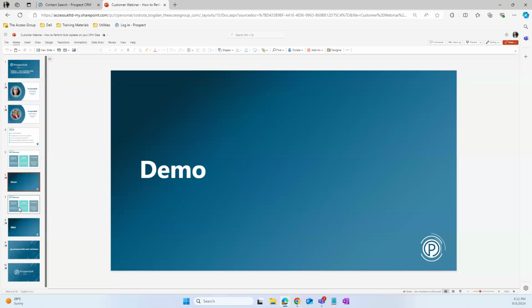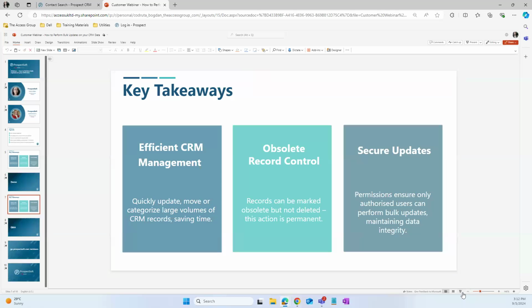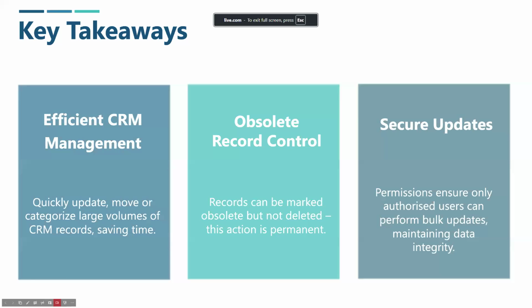I will go back to our slides. And please remember the three key benefits that we have discussed that you will be able to implement immediately to make a significant impact on your CRM data: efficient CRM management, obsolete record controls, and secure updates.